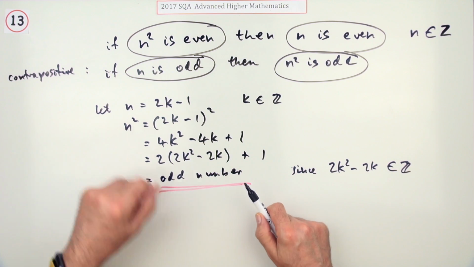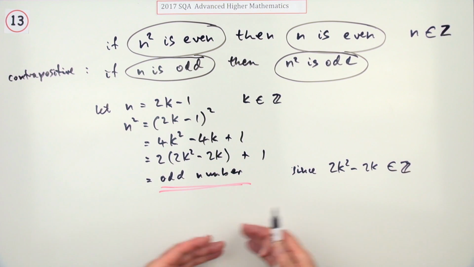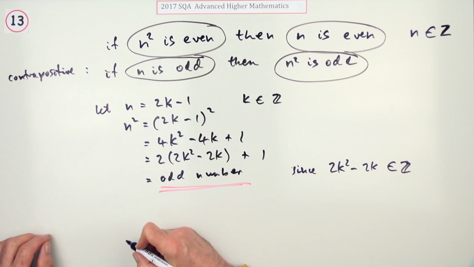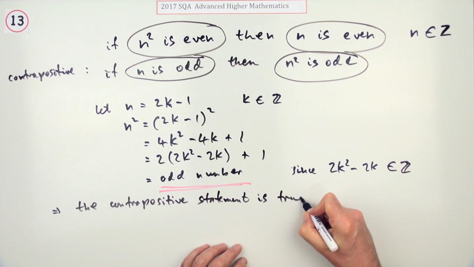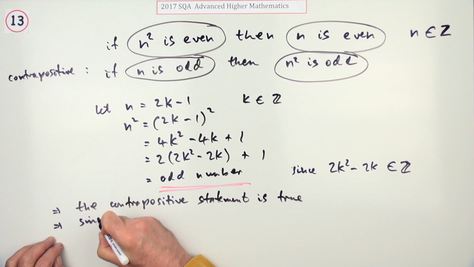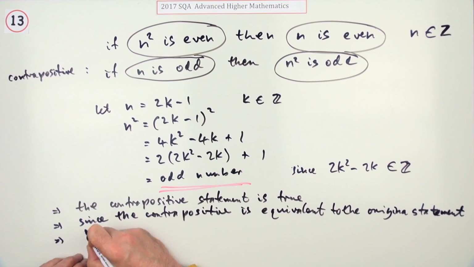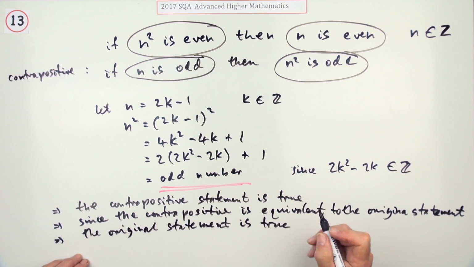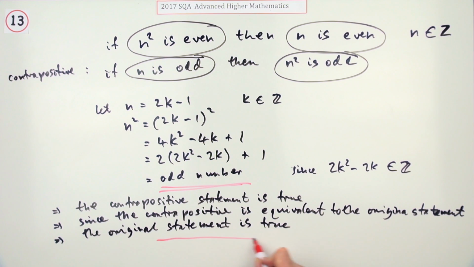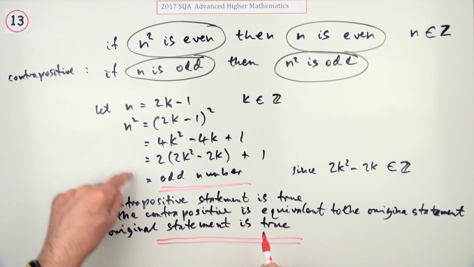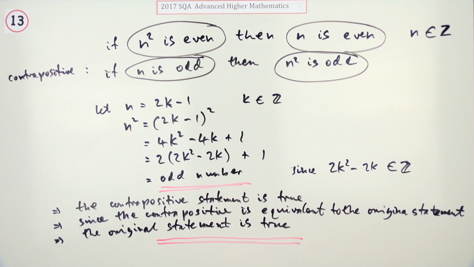you'll have to justify what you did by making, now lots of statements here. So the contrapositive statement is true, which means since the contrapositive is equivalent to the original statement, the original is true. Now I don't know how much they actually want you to write down there, but you'll have to make some sort of comment in the end that this is true, therefore the original one is true, and also the connection between the 2.